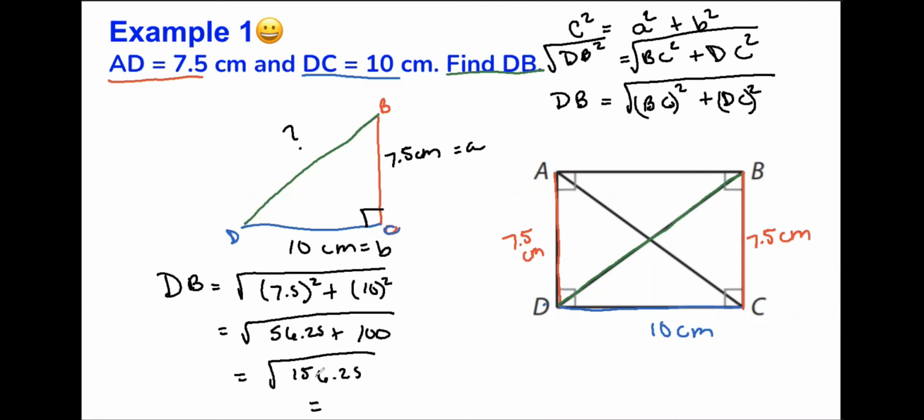And I'm going to continue and do the square root. It's going to be a radical, which means we're going to have a decimal value, which is okay. We have now, I think, about 12.5 centimeters in this case. So we know that the measurement of DB is 12.5.